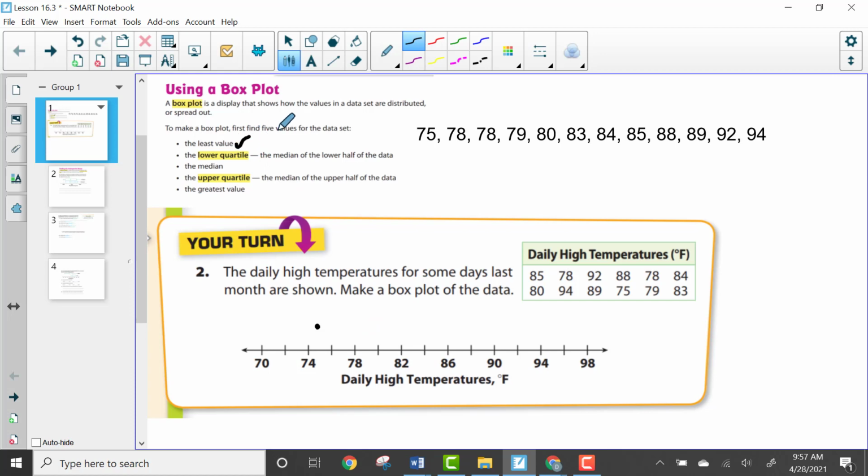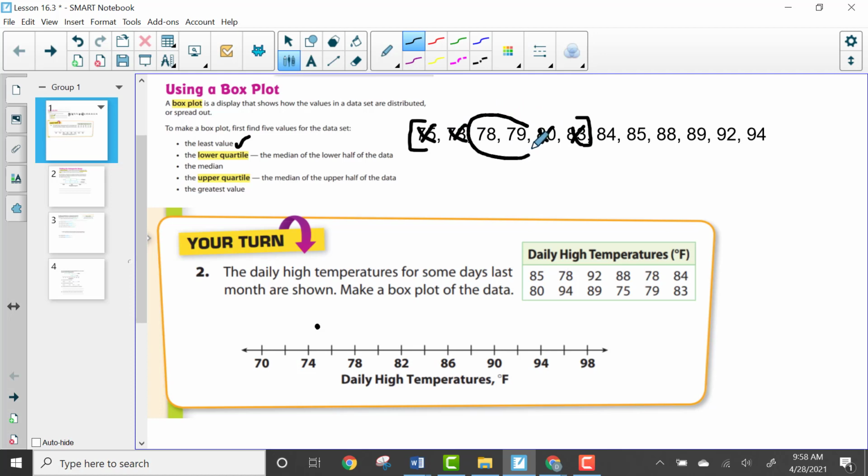My next dot is the lower quartile, which means that's the median of the lower half of the data. Now, how do I find the lower half of the data? What I can see here is I have 12 different numbers in my data set. So I just find the first 6 numbers, 1, 2, 3, 4, 5, 6, and I need to find the median of these numbers. So I have my median here. This is going to be my lower quartile.